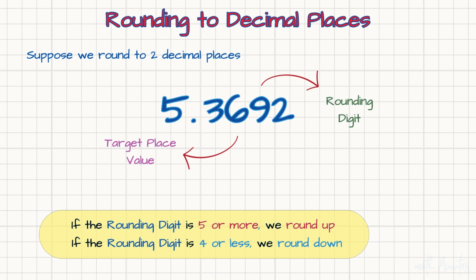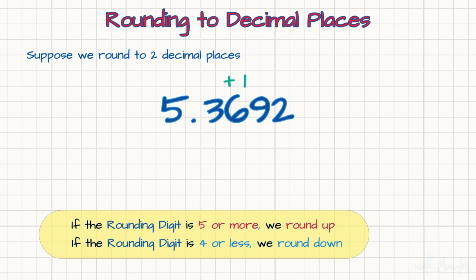Let's look at the number 5.3692 and round this to 2 decimal places. The rounding digit is 9, which is more than 5, so we round up. This means that the target place value increases by 1 and our number rounds up to 5.37. Remember, there are no digits after the desired place value that we want to keep, not even zeros.